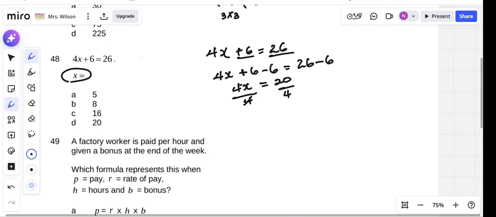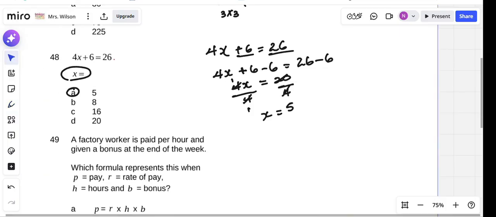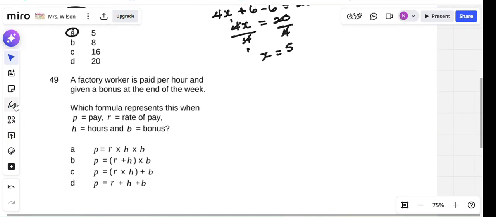And if I divide 4 by itself, it's going to give me 1. Now I have x by itself down here. And if I divide 20 by 4, I'm left with 5. Therefore, x is equal to 5. Let's go down to question 49.